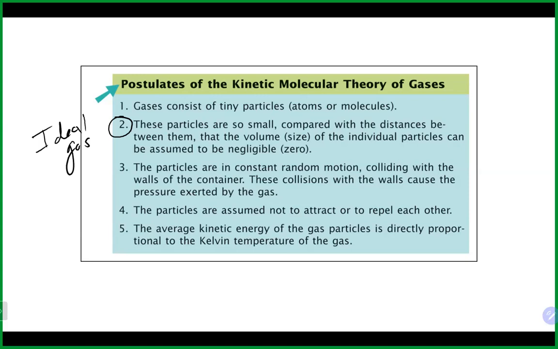Particles are assumed to have no attractive forces or repulsion forces with one another. This is really the second part that makes something an ideal gas. And that is really why in that partial pressure problem we just did with the helium and the neon, you could treat them as if they're in there by themselves and not worry about the other gas interfering in an ideal situation. There's really going to be no interaction between those molecules.